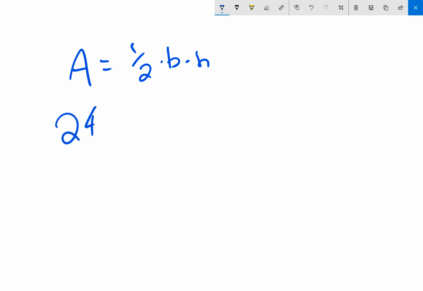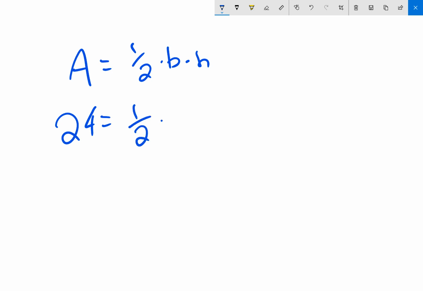All right, in the last problem, we have the formula A equals 1/2 times B times H. That's 1/2 base times height. This is our formula for a triangle. Okay, now it tells us the area of our triangle is 24. So I'm going to plug in 24 for my area.